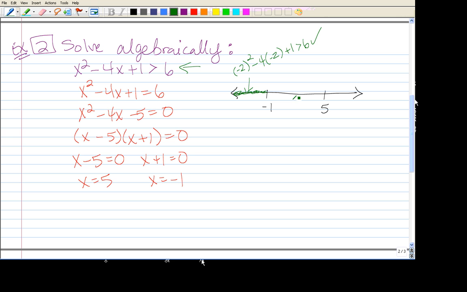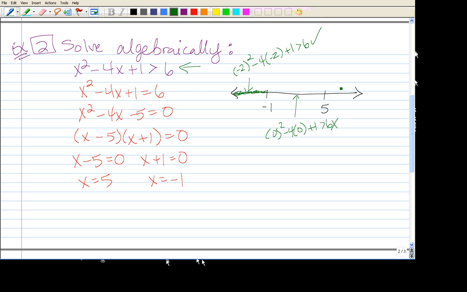Testing a value for 0. I'm going to again plug it back into that same equation. So 0 squared minus 4 times 0 plus 1 greater than 6. Is that true, that 0 minus 0 plus 1? So is 1 greater than 6? No, that doesn't work. So we're not going to include that part.